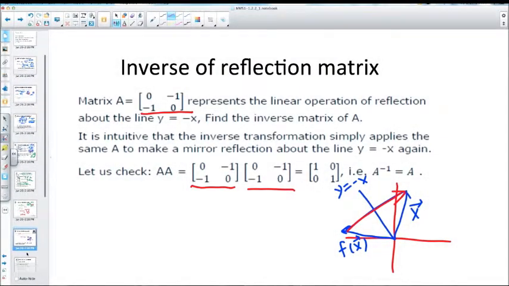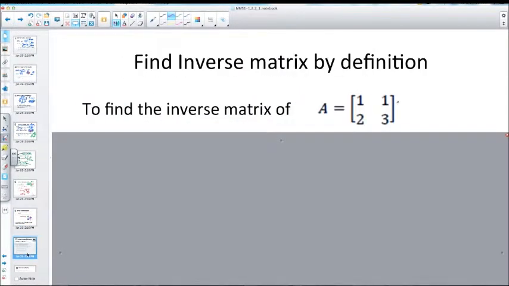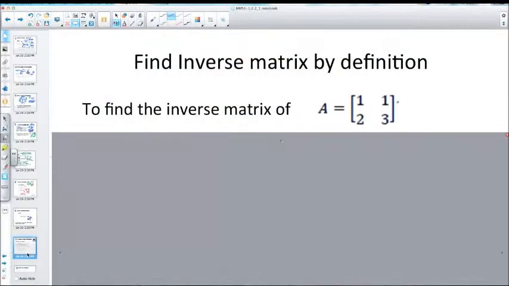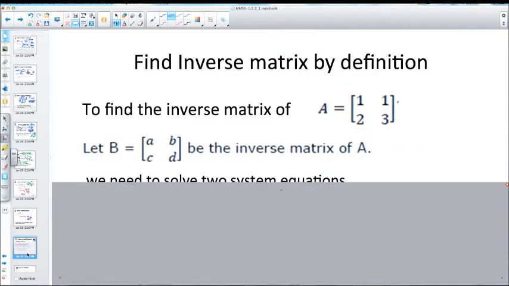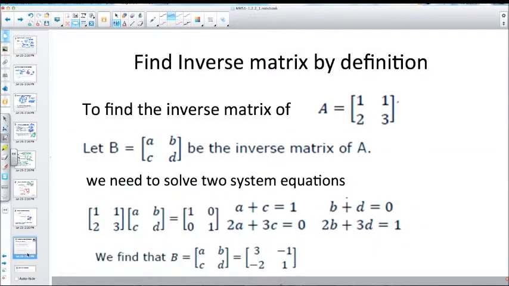Well, so far, we understand this by the geometrical meaning. But how about I give you a matrix like that? I cannot tell you what exactly this transformation does, but how to inverse, or reverse, or undo this operation, we need a procedure to find it.